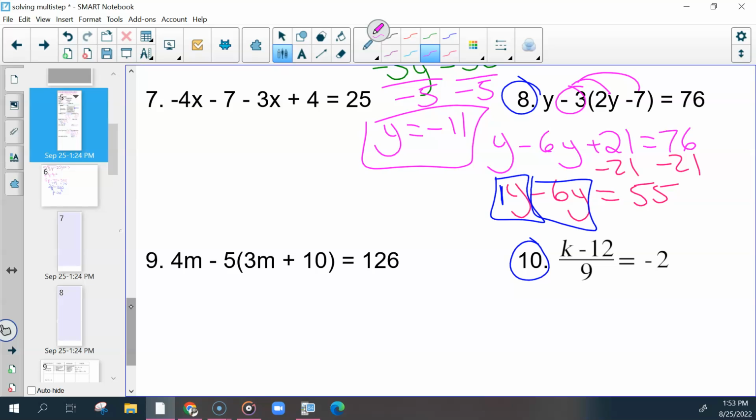This is very similar to the one on the last page where we were trying to figure out the property. Except this entire thing is being divided. We can't do anything with the 12 until we get rid of the 9. So if it's being divided by 9, we would do what to get rid of that 9? Multiply. I'm going to put parentheses around it just so I know I'm multiplying the entire thing. And then also multiplying the other side by 9.